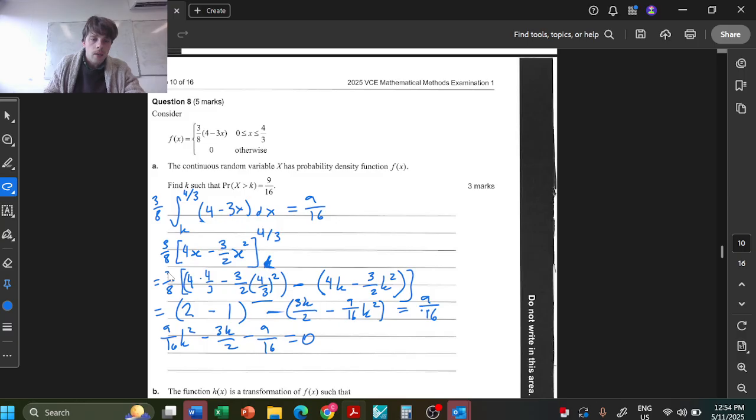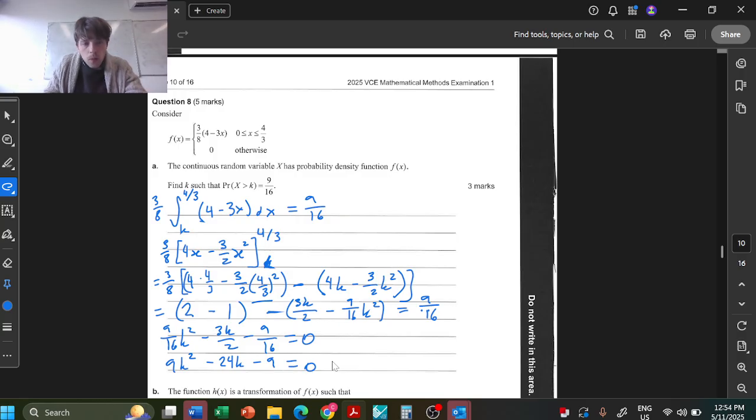And then we need to factorize this. First thing we might want to do is get rid of those 16s. So I'm just going to multiply both sides by 16 here to give us 9k squared. Now we need to do 16 divided by 2 is 8, and then 8 times 3 is 24, minus 9 is equal to 0. There's a mistake there somewhere. Where did we go wrong here?